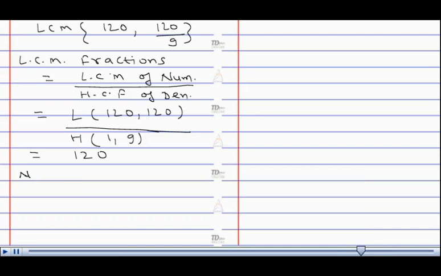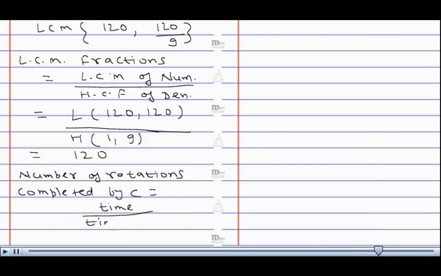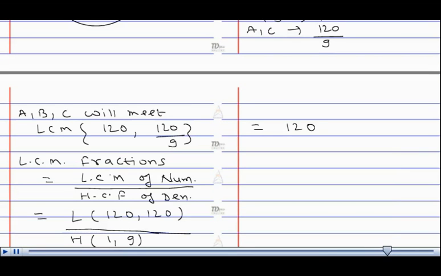Now, the number of rotations completed by C is equal to time divided by time per round, which is equal to total time required, 120, and time taken by C to complete one round is 120 divided by the speed of C, which is 6. Hence, the number of rounds is equal to 6. Hence, option is third. Thank you.